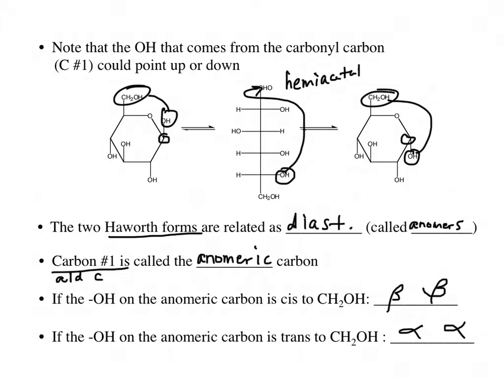That means if something's beta, the OH is also going to be up. Beta ends in an up swoop. CH2OH is always up in a D sugar. If the OH is down, it's alpha, and alpha ends in a down swoop. Okay, good luck with that. We'll see how that goes. Okay. So far, so good. Any questions? All right.